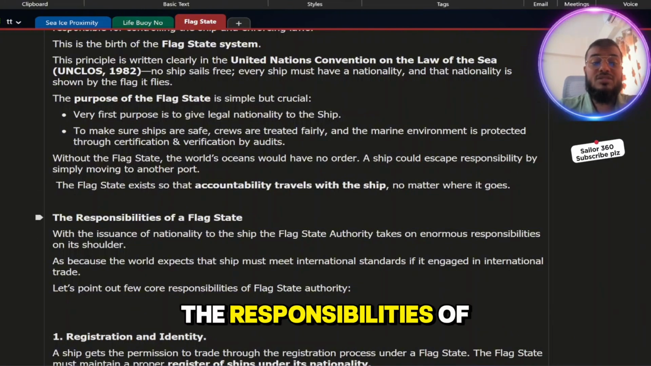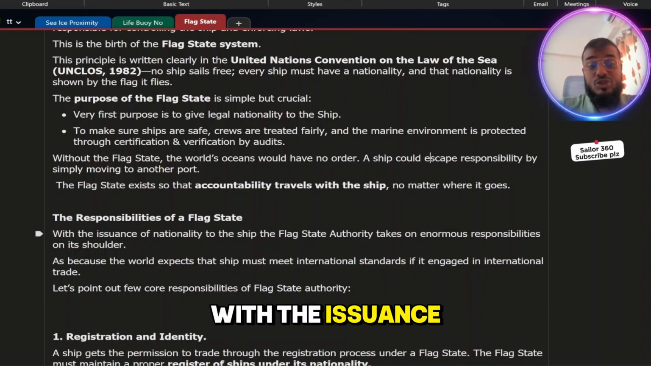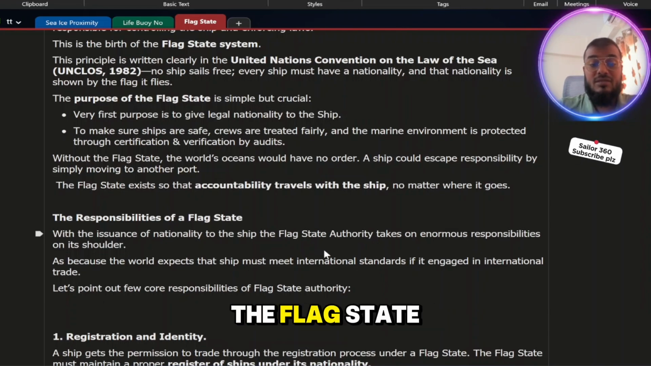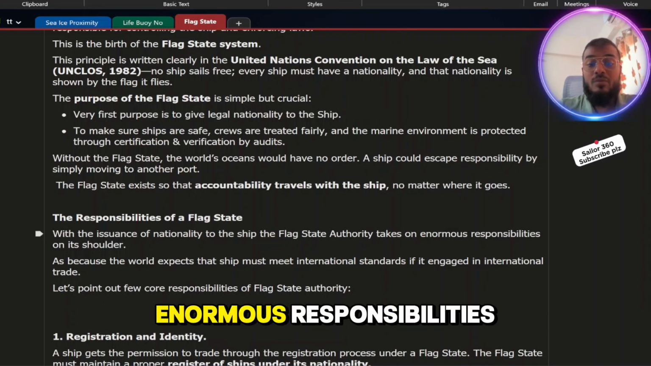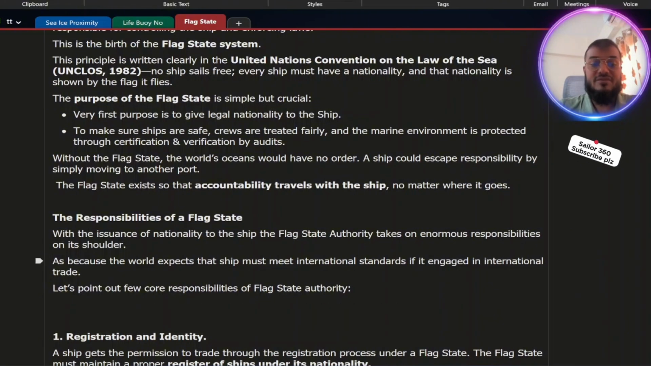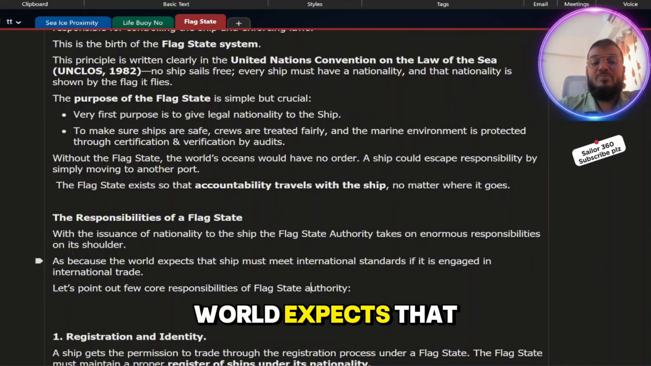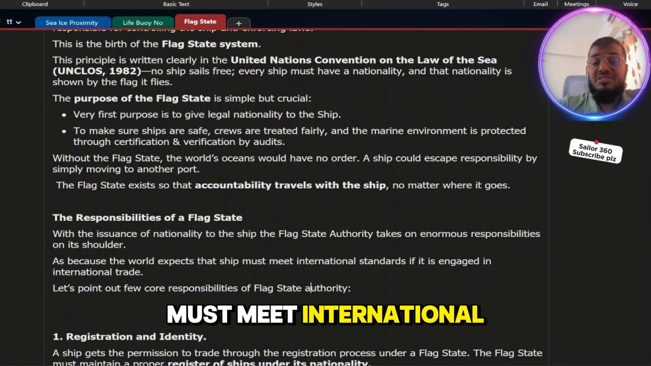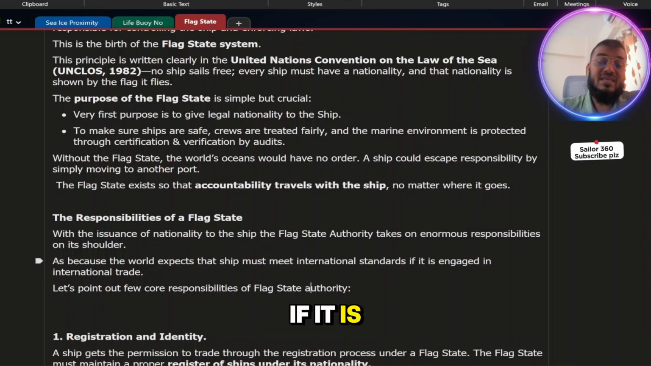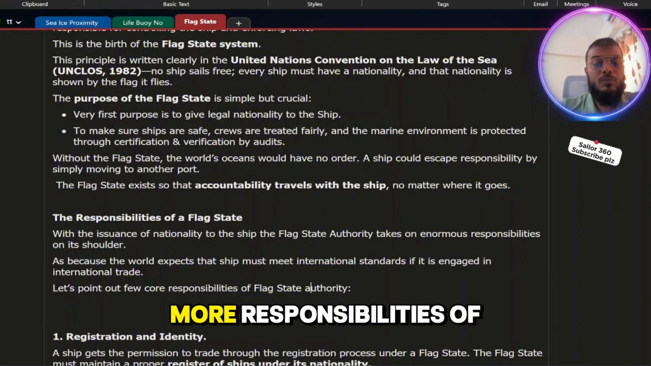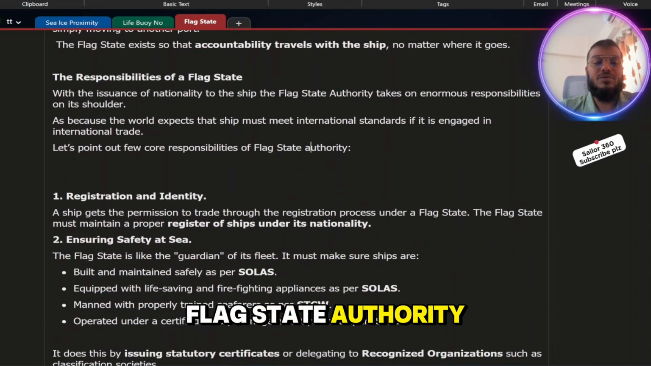The responsibilities of a flag state. With the issuance of nationality to the ship, the flag state authority takes on enormous responsibilities on its shoulders, because the world expects that a ship must meet international standards if it is engaged in international trade. Let's point out a few more responsibilities of the flag state authority.